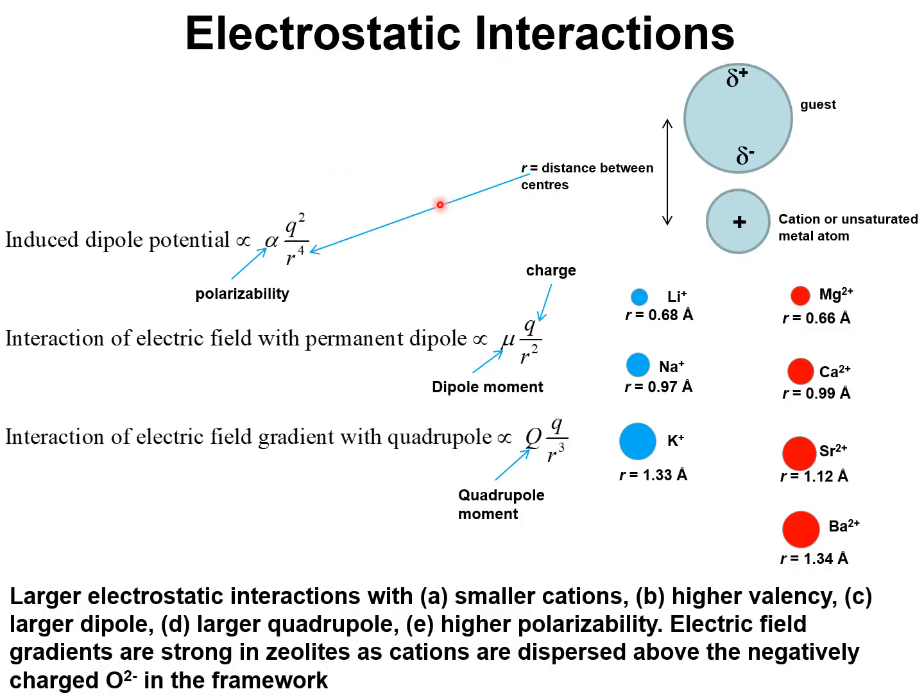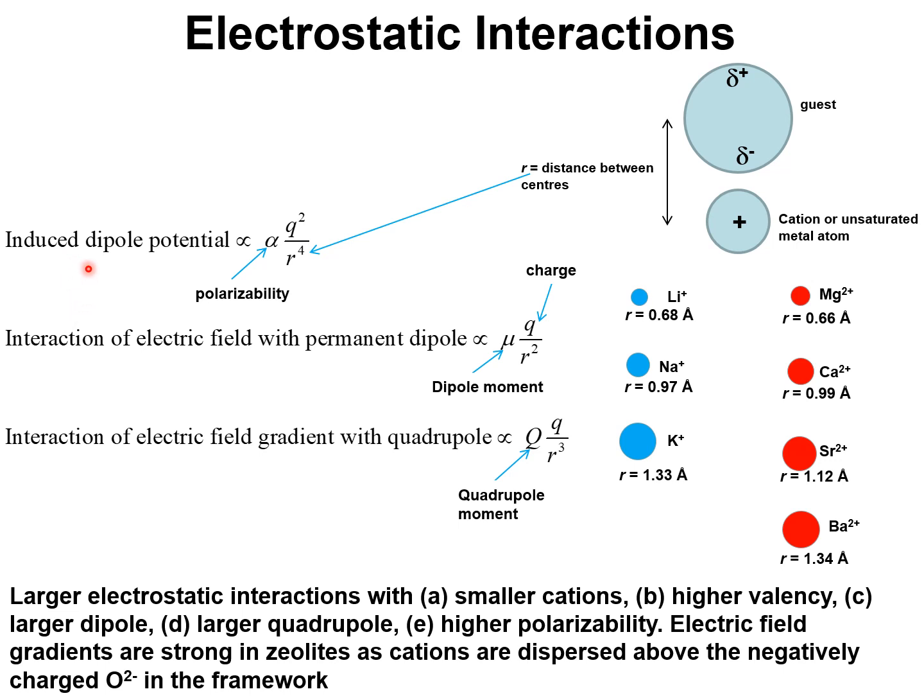Let us examine the electrostatic interactions between a gas molecule and the extra framework cation. That can be either lithium, sodium, potassium, magnesium, calcium, strontium, or barium. I also indicate here the size of the cation, the radius of the cation in angstrom values. That R represents the distance between the center of the gas molecule and the center of the cation.